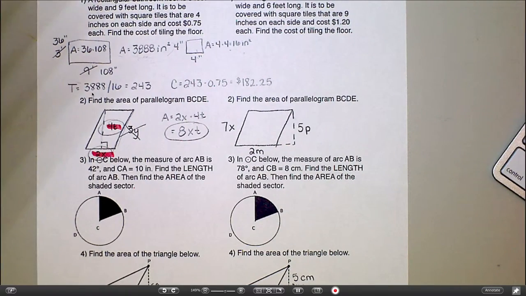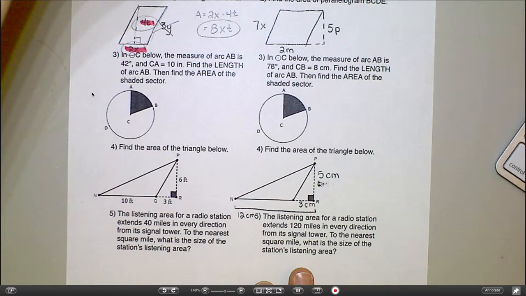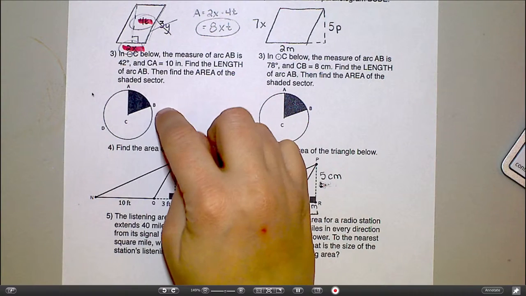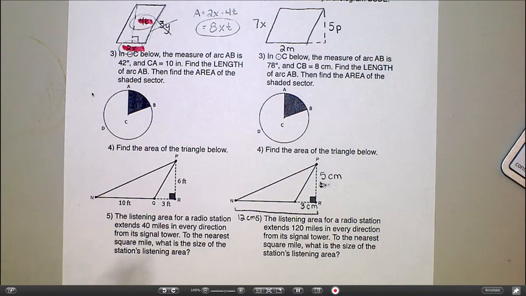Okay, let's look at 3. The measure of arc AB is 42 degrees. Now, we have not talked a ton about circles, and so I think this caused some confusion. When I say the measure of the arc is 42 degrees, that's not a length. That's not telling you the distance from A to B. That's telling you the angle.